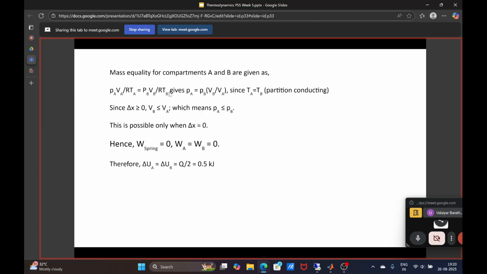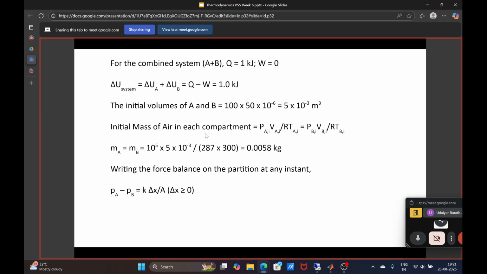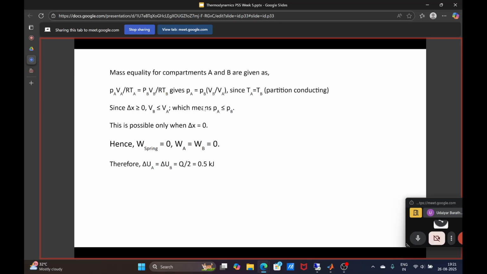Next, since delta X is greater than 0, PB is greater than PA, sorry, PA should be greater than PB.